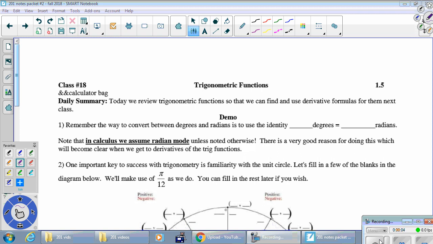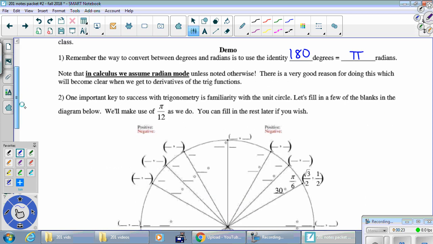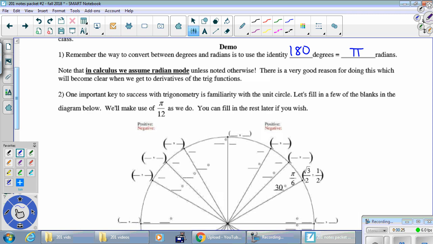Lesson 18 demo. Today we reviewed trigonometric functions so that we can find and use derivative formulas for them next class. Remember, the way to convert between degrees and radians is to use the identity 180 degrees is equal to pi radians. In calculus, we assume radian mode unless noted otherwise. There's a very good reason for doing this, which will become clear when we get to derivatives of the trig functions. That should be next class.